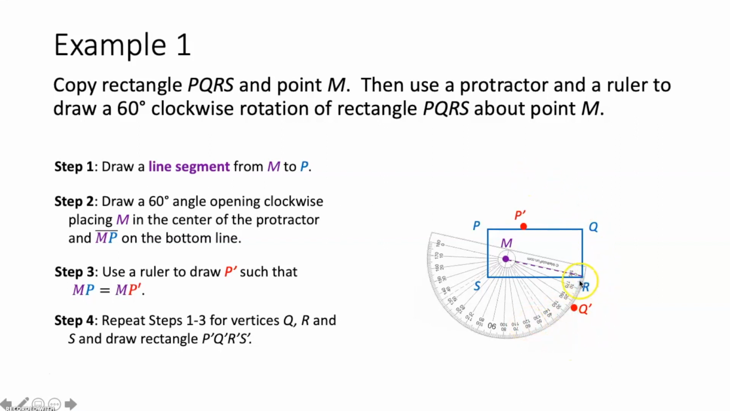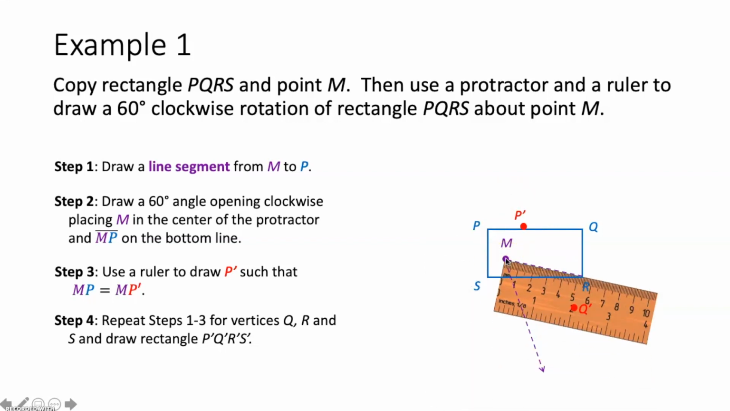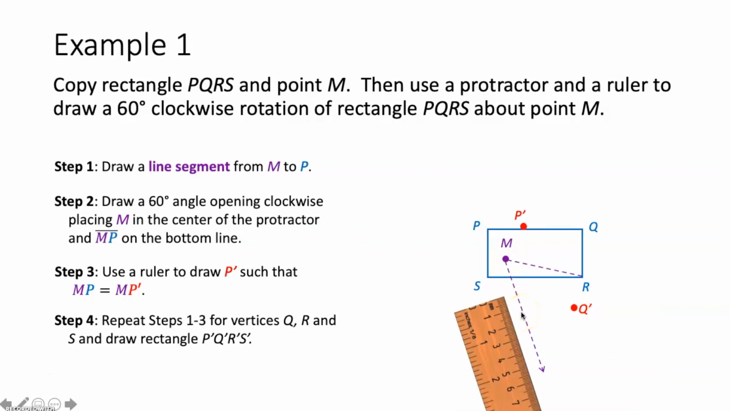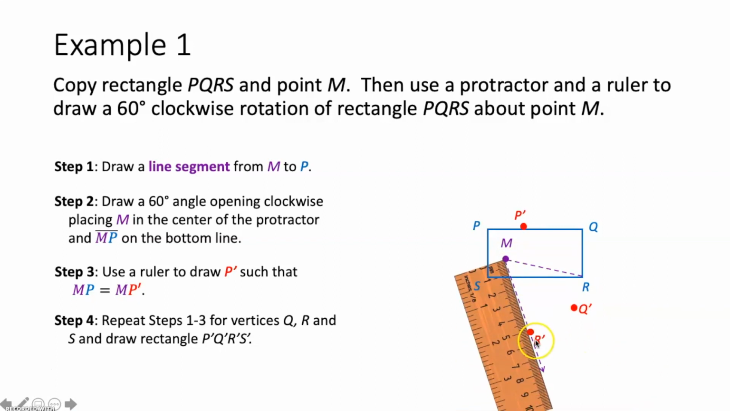So we find that 60-degree line. Again, we're not going to use the one that's over here because that would create an obtuse angle. We want an acute angle right here, just 60 degrees. So we draw a ray starting at M going through that 60-degree line. We then measure the distance from point M to point R and measure that same distance on our 60-degree line, and that is where R prime is going to go. That's the image of point R after it's been rotated 60 degrees clockwise about point M.